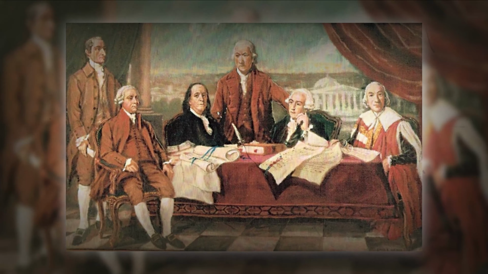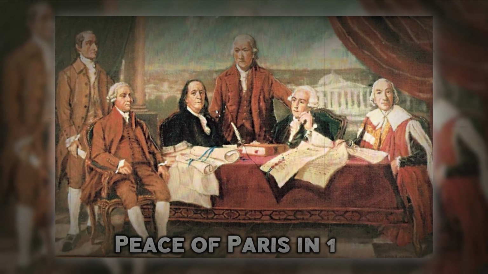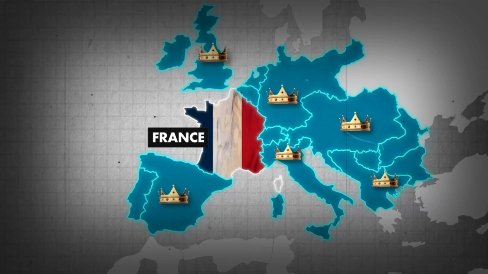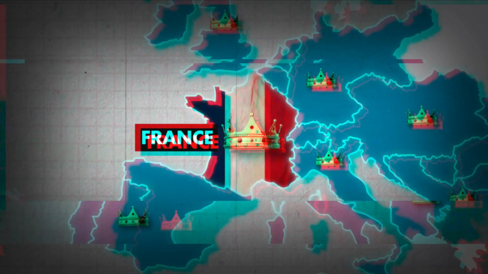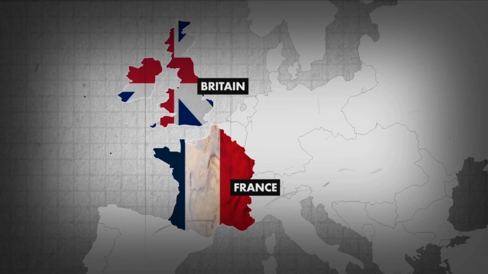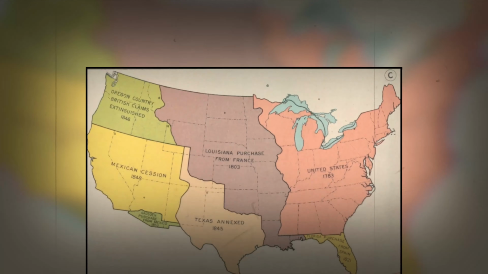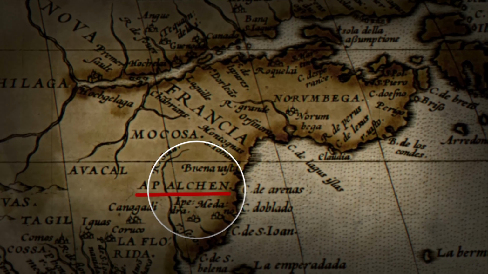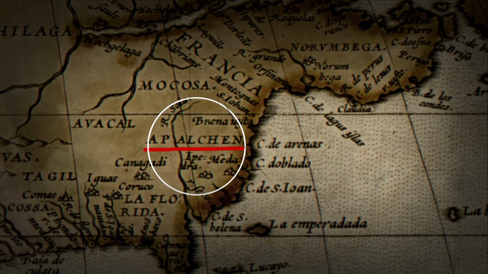The success of the Revolution was solidified with the Peace of Paris in 1783, where the independence of the former colonies was officially recognized. Moreover, the former colonies secured more favorable terms than anticipated, initiating westward expansion and incorporating Amerindian lands beyond the Appalachian Mountains.